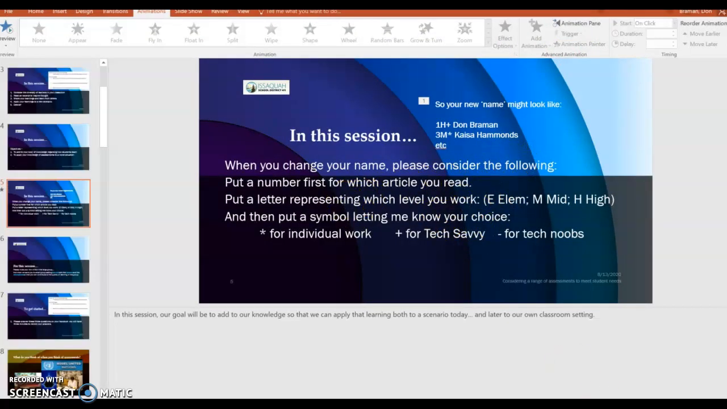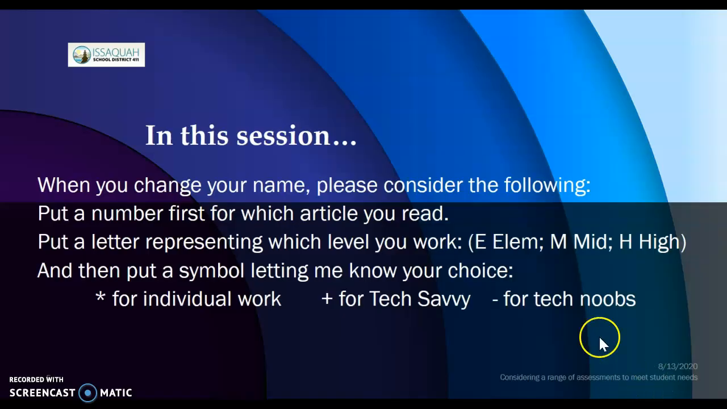So I want you to think through this process. In this session, you're going to put first a number for which article you read, and then you're going to put a letter responding to which level you work at: E for elementary, M for middle school, H for high school. And then put a symbol if you want to give me some additional information. If you're wanting to do this activity individually, just put an asterisk.